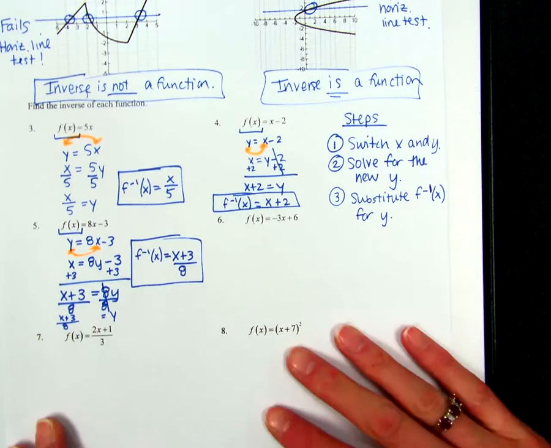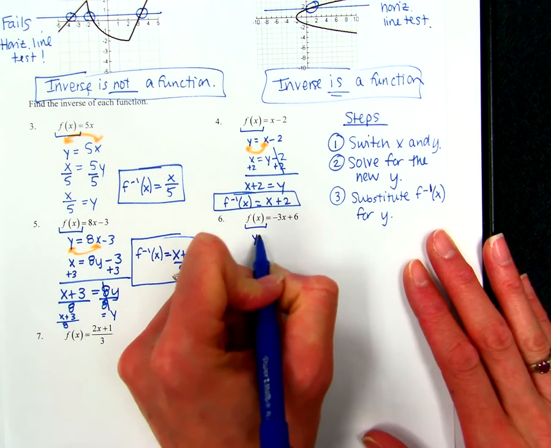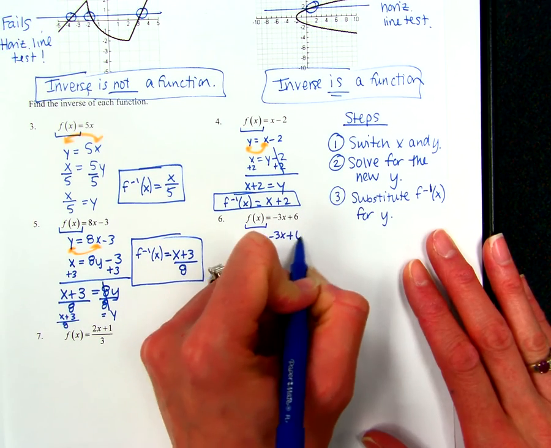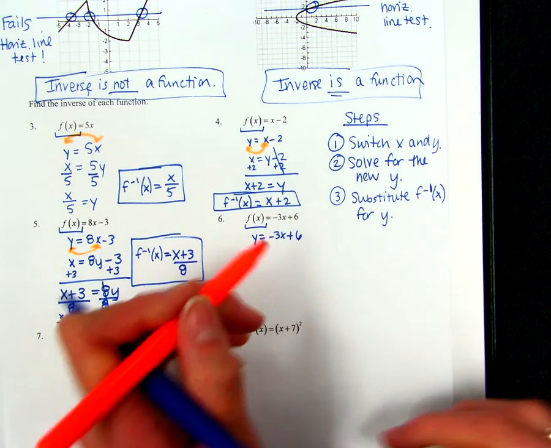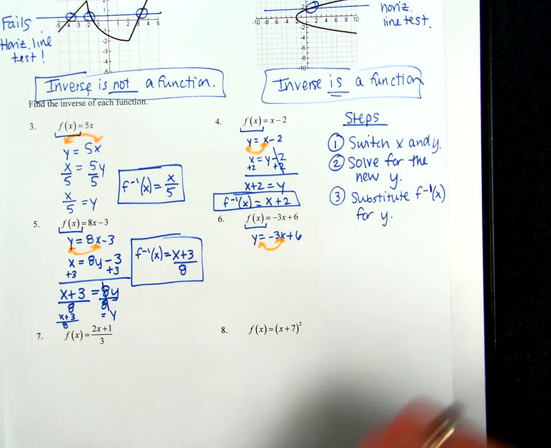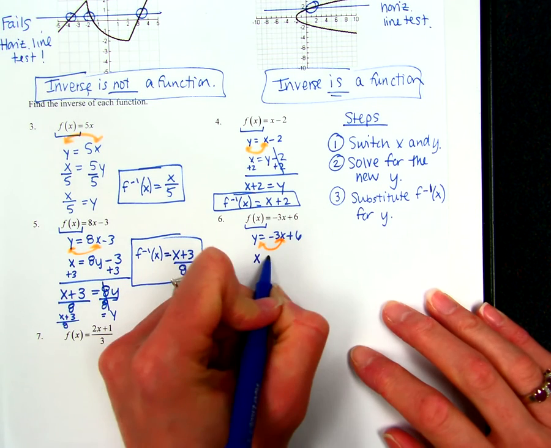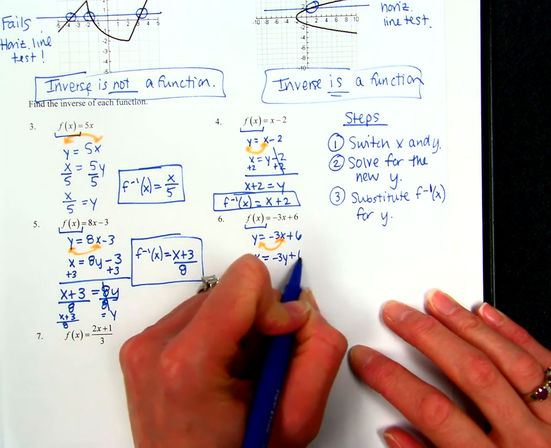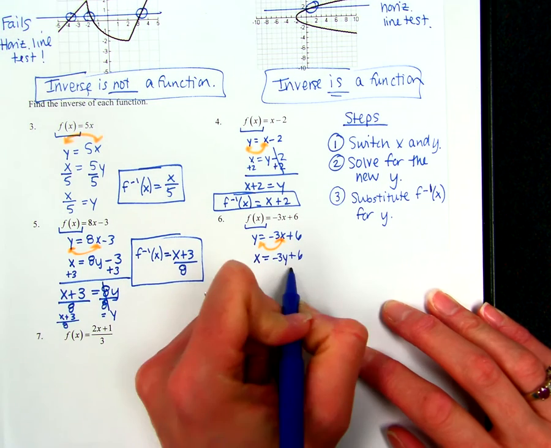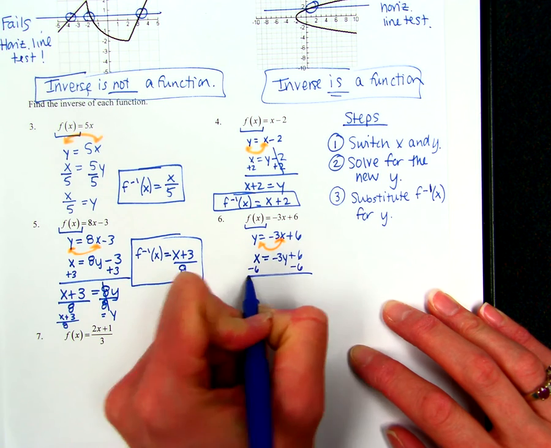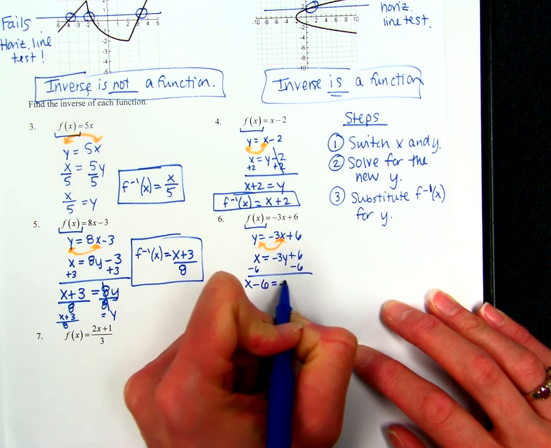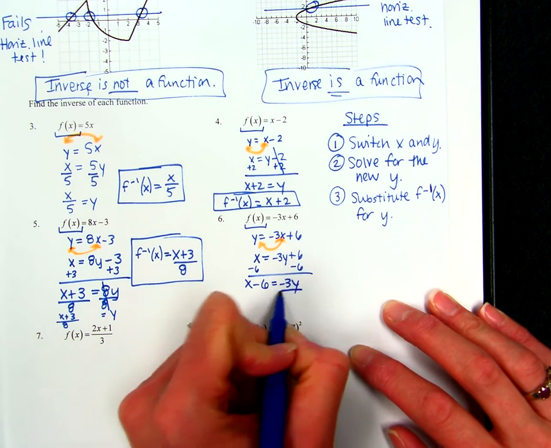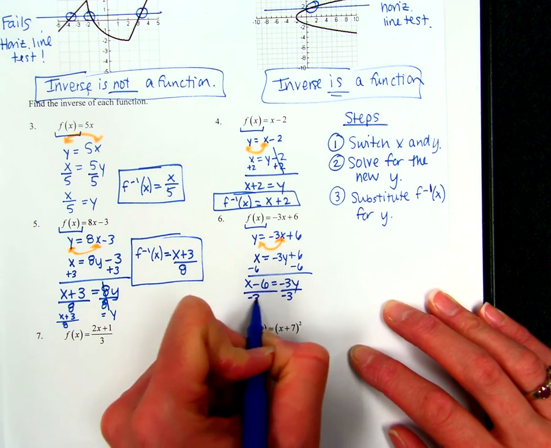All right, problem number 6. Remember, f of x is the same as y equals. Take your x and y, switch locations. So we've got x equals negative 3y plus 6. All right, then I need to solve for y. So to undo addition, I subtract. X minus 6 equals negative 3y. Then I'm going to divide by negative 3.